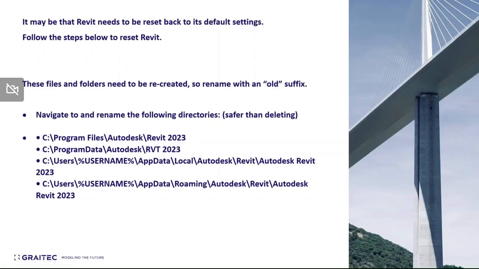Resetting Revit. If you've got this far and you've still got a problem, then maybe it's time to look at resetting Revit from scratch. Unlike other Autodesk software, Revit doesn't have a reset button as such. We have a little bit of editing to do if we wish to reset Revit. These pass statements will need to be renamed. They will be recreated when we reset. You could either delete them, or more likely leave them where they are and just rename them with an old suffix. It's probably safer.